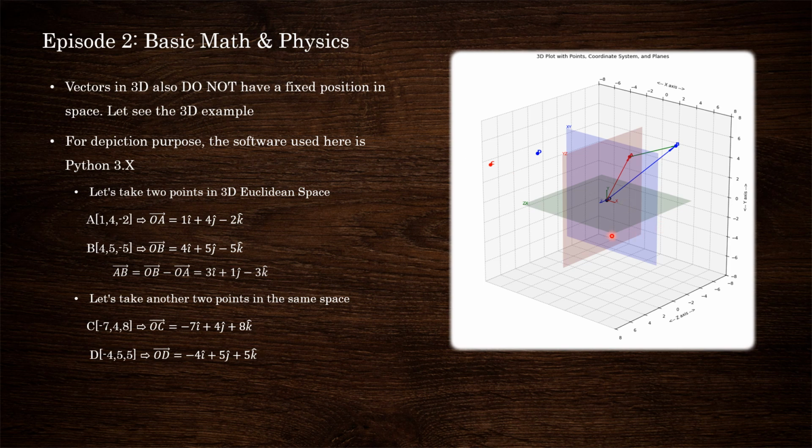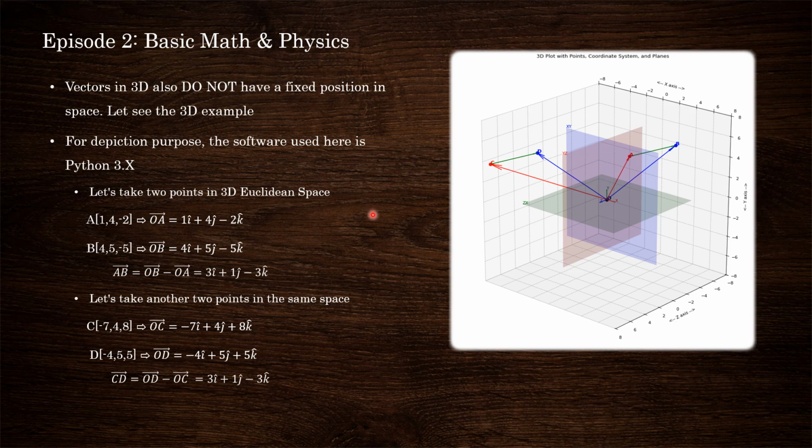And let's take another point D, also in the same space. And CD we all know is OD minus OC. You see that both vectors CD and AB are the same. So as we saw in the 2D space, the same concept can be extended in 3D space. The vectors can exist anywhere in space. So it's the same vector, the same magnitude, and the same direction as well, but they don't occupy any fixed position in space.